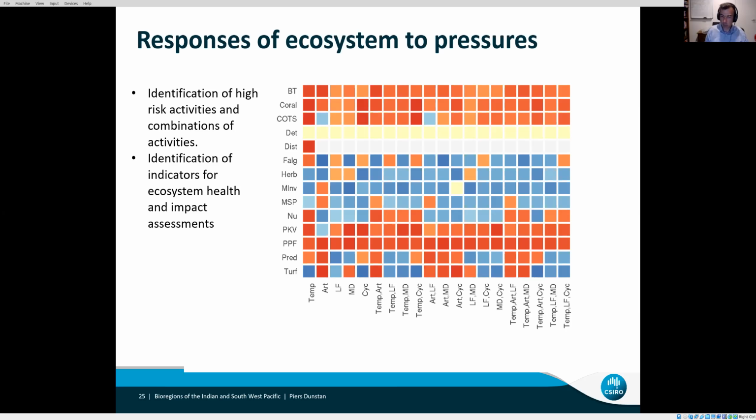It's a really important tool that starts to move us down that path of risk assessment and starts to allow us to think about how we can manage the different sorts of pressures and the combinations of pressures that we're seeing in different locations.